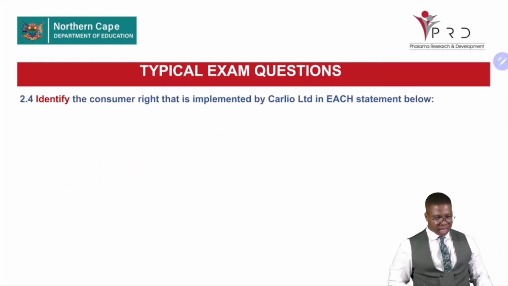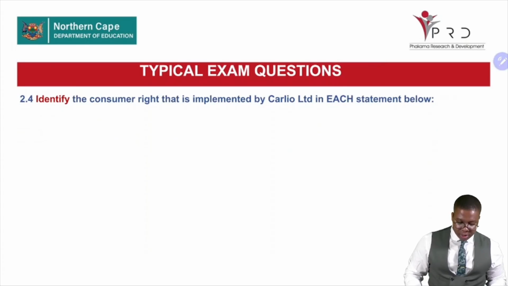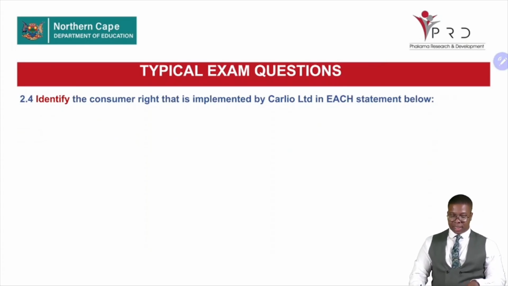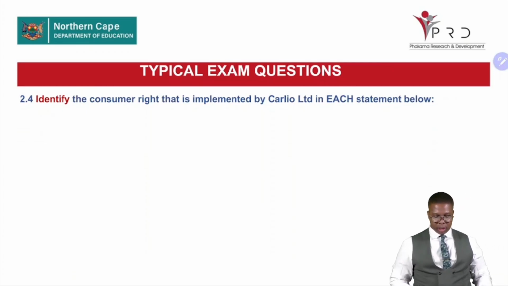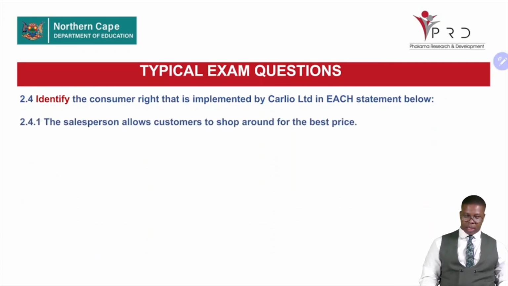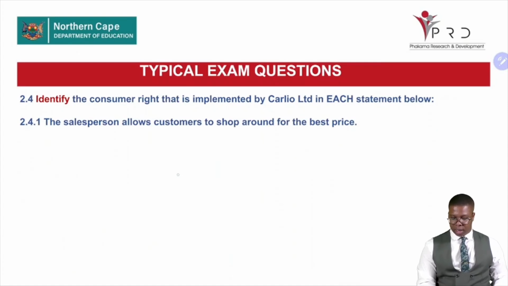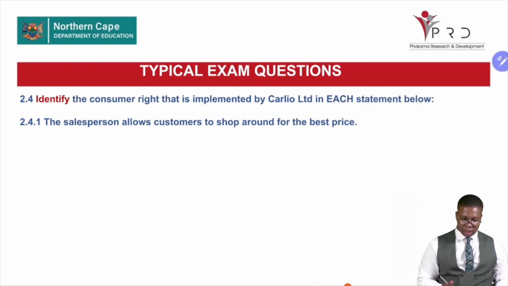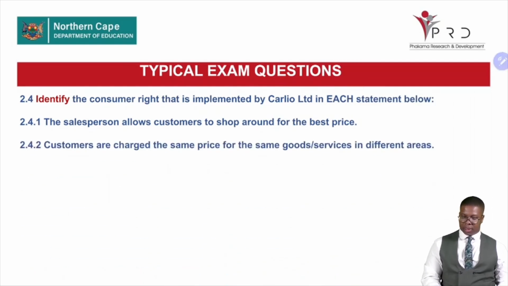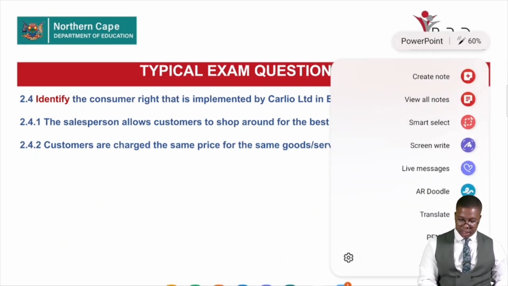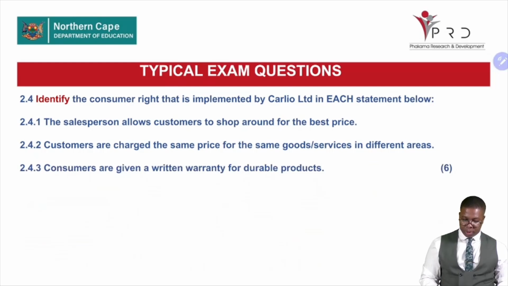As we proceed, we have another identify, but this time we are identifying the consumer rights that are implemented by Calio Ltd in each statement below. So 2.4.1, the salesperson allows customers to shop around for the best price. And then 2.4.2, customers are charged the same price for the same goods or service in different areas. And then, consumers are given a warranty for durable products.